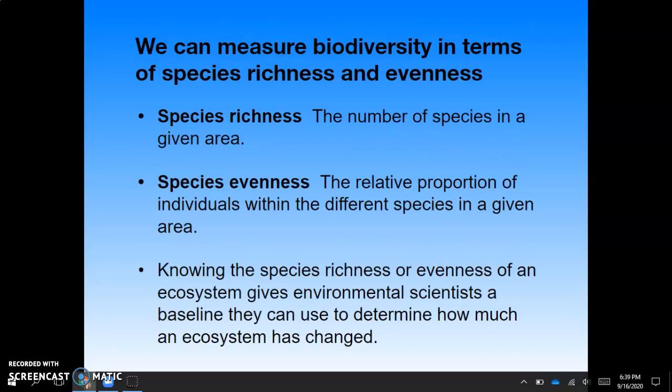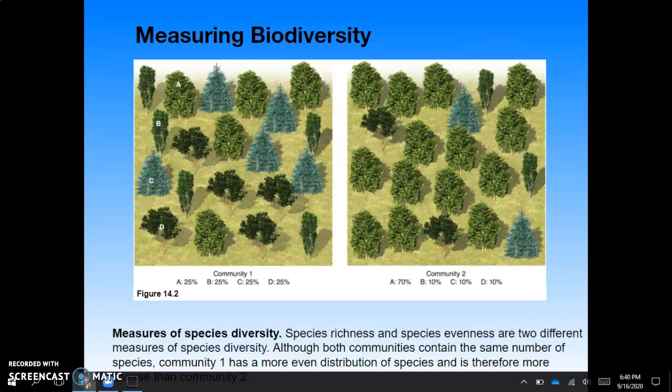We can measure biodiversity in terms of species richness and evenness. And this goes hand in hand with your independent practice today. Richness is the number of species in a given area. So how many species total are there? And then species evenness is the relative proportion of individuals within the different species in a given area. Knowing the richness or evenness can give a baseline and be used to determine how much an ecosystem has changed. So let's take a look at this image here.